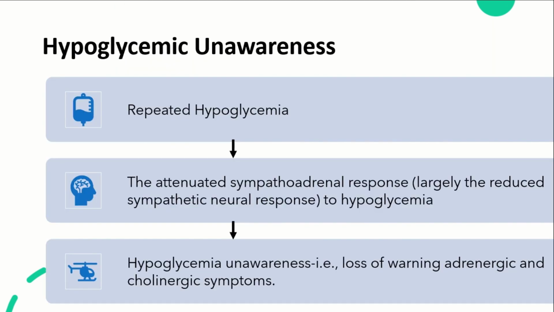Hypoglycemic unawareness. With repeated hypoglycemia, the attenuated sympathoadrenal response, largely the reduced sympathetic neural response, to hypoglycemia causes the clinical syndrome of hypoglycemia unawareness, that is, loss of warning adrenergic and cholinergic symptoms that previously allowed the patient to recognize developing hypoglycemia and therefore to abort the episode by ingesting carbohydrates. The affected patients are at a 6-fold increased risk of severe hypoglycemia during intensive glycemic therapy of their diabetes.